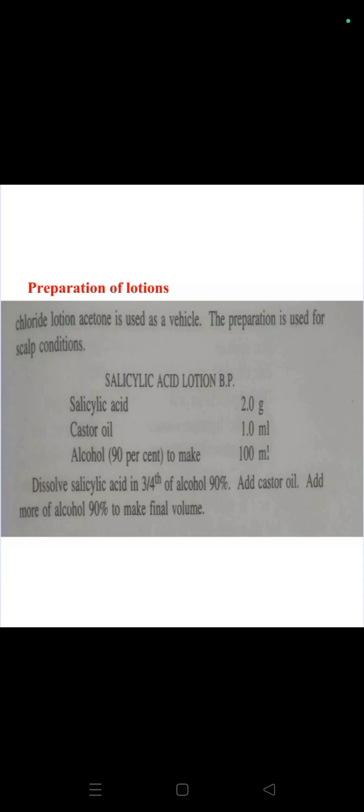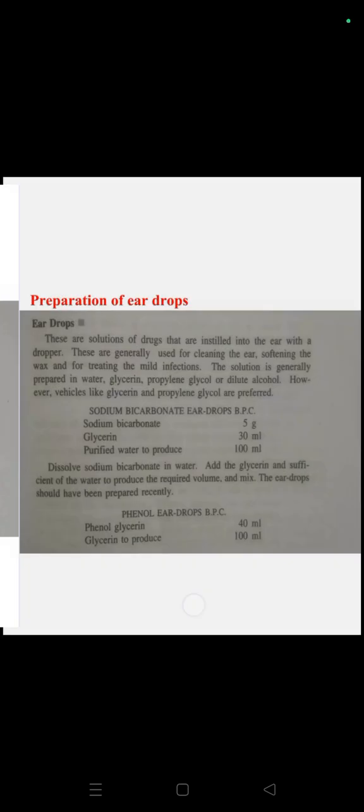For preparation, salicylic acid lotion. Ingredients include salicylic acid, castor oil, alcohol. Dissolve salicylic acid in 3/4th of the volume of alcohol 90%. Add castor oil, add more alcohol 90% to make the final volume.